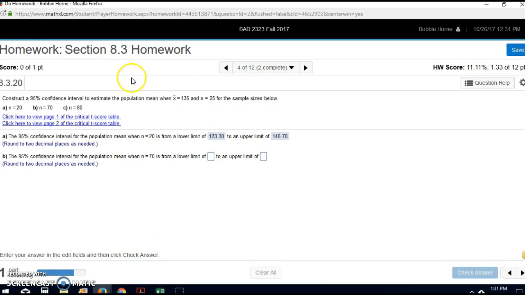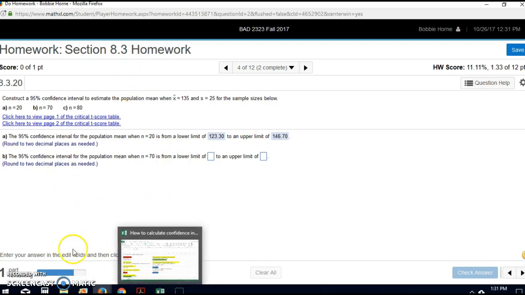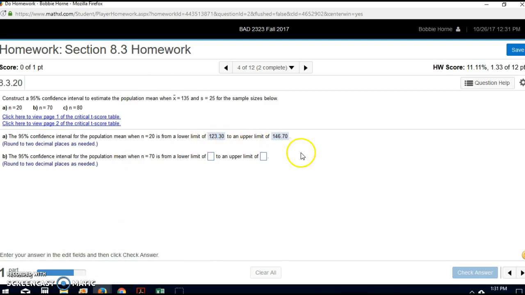And that is all. That is pretty much how you use the T-table and how you get to your confidence intervals. It's a lot like the Z-score. Just the degrees of freedom is kind of the new part.